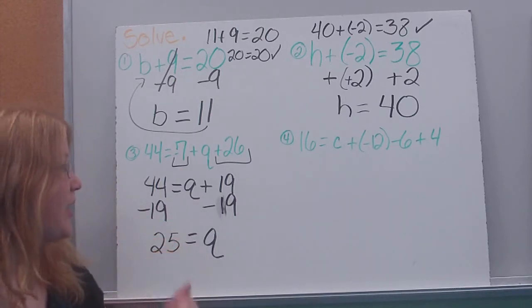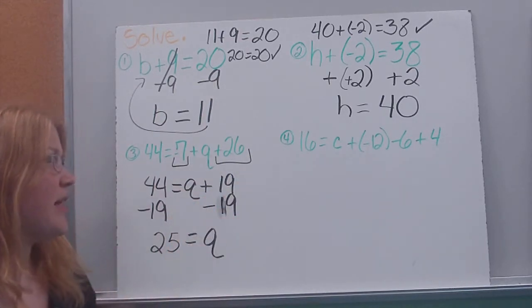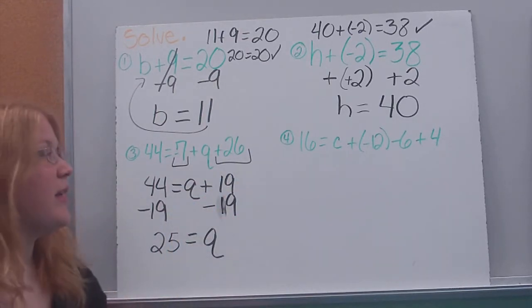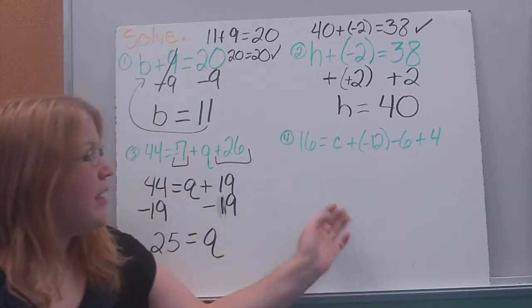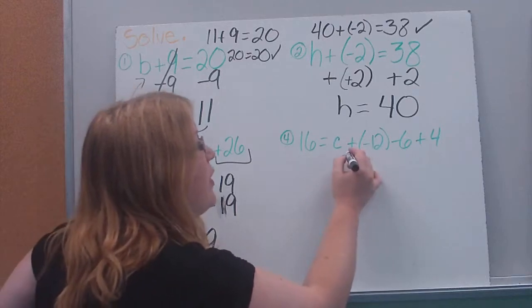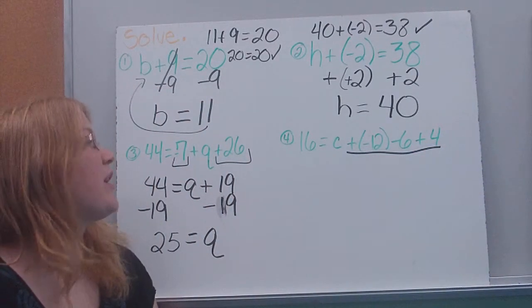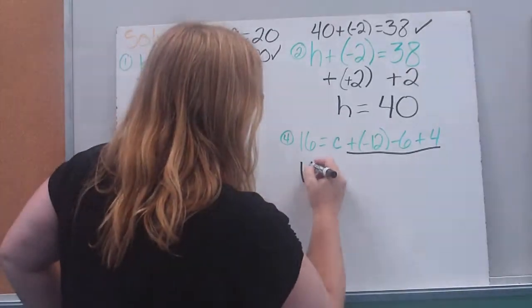Now we can again go back and check if we're right by simply plugging this in and adding 25 plus 19. Does that give me 44? Yes, it does. Here again, you'll notice I've got a lot going on this side. Well, what I want to do, combine my like terms to simplify it before I try to solve it.